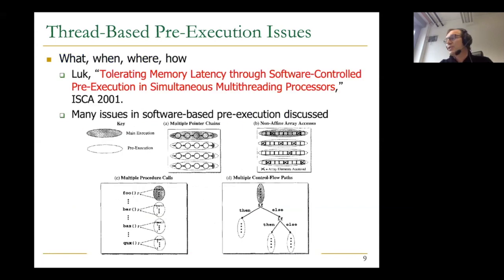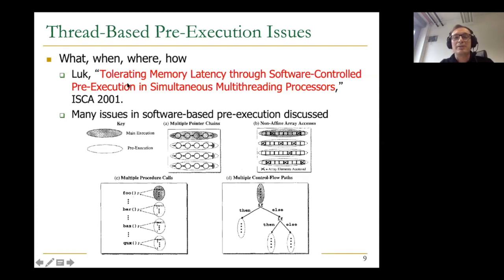So let me quickly go over a paper that discusses a lot of interesting issues in pre-execution. This was published in ISCA 2001. You can read the title, Tolerating Memory Latency Through Software-Controlled Pre-Execution in Simultaneous Multi-Threading Processors. I like this paper a lot because it really is comprehensive. It discusses what, when, where, and how of thread-based pre-execution. And it gives a lot of good examples that look like this. So it's good to look at these examples.